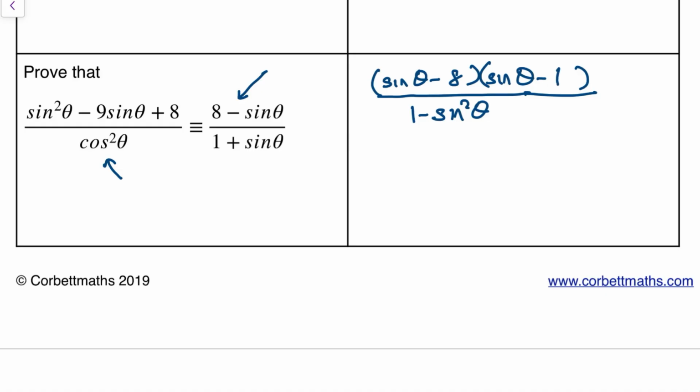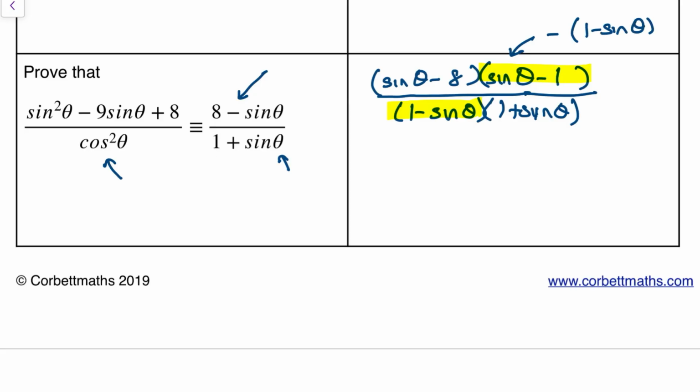Now, look at where I'm trying to get to. What do I notice? I've got a 1 plus sine theta, I've got a 1 minus sine squared. This is difference of 2 squares. So if I were to replace this with difference of 2 squares, so 1 minus sine theta, 1 plus sine theta, I can then see I've got the same thing on the top and the bottom. Almost, not quite. Because actually I need to rewrite this one as minus 1 minus sine theta. In other words, I need to switch the minus around.